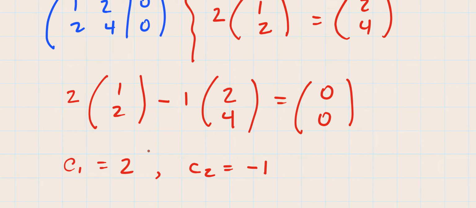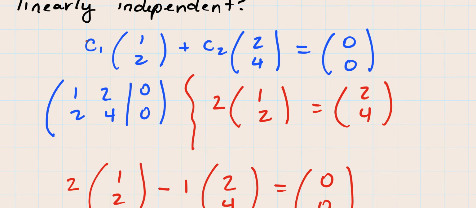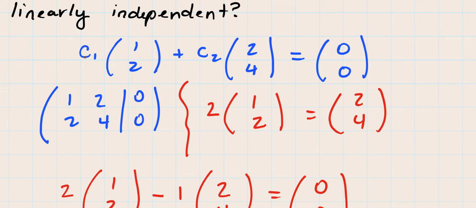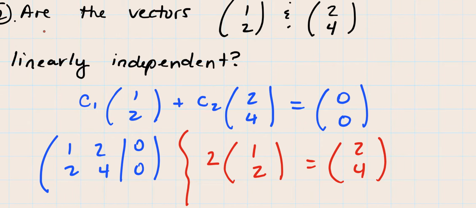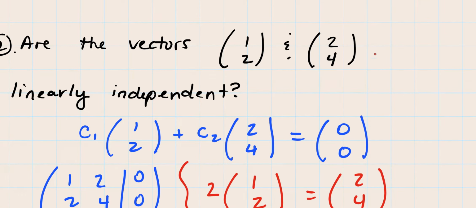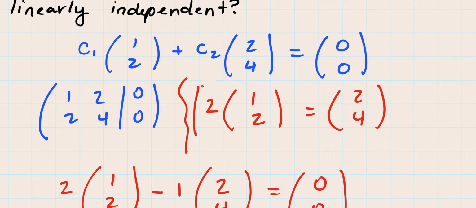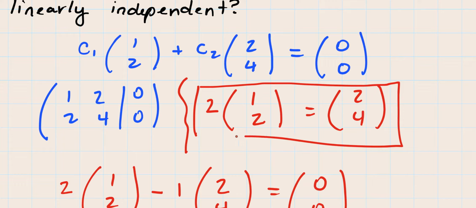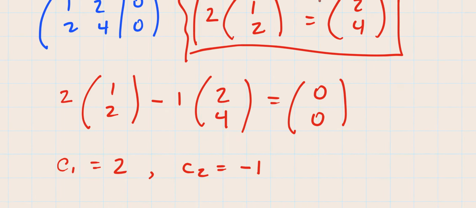So here I have this C1 not being 0 and this C2 not being 0, and we get something that's 0. So exactly what you think linearly dependent means, one of the vectors is dependent on the other vector. So here you can see that this 1, 2 or 2, 4, it doesn't matter which one you say, these depend on each other. So these vectors are not linearly independent.